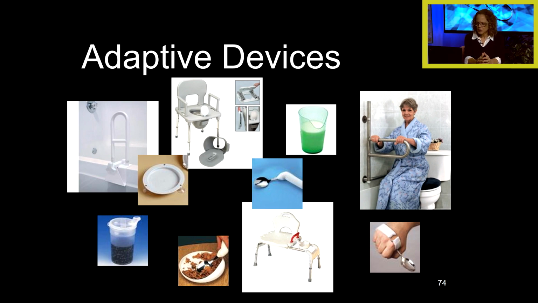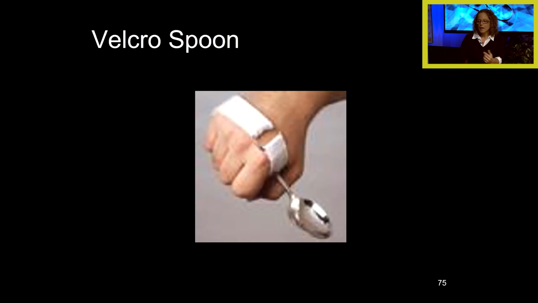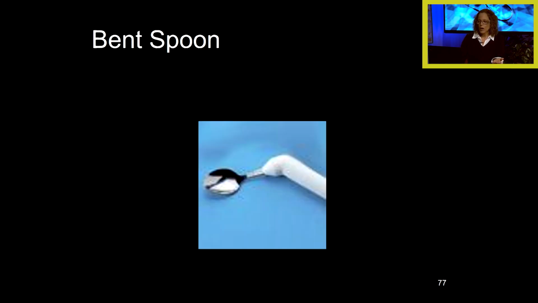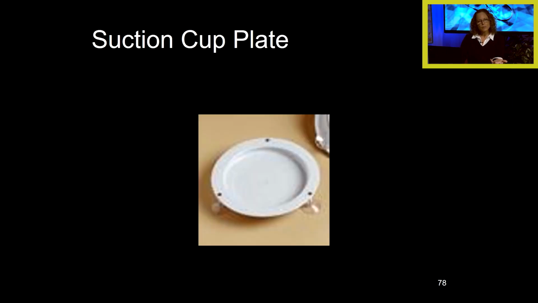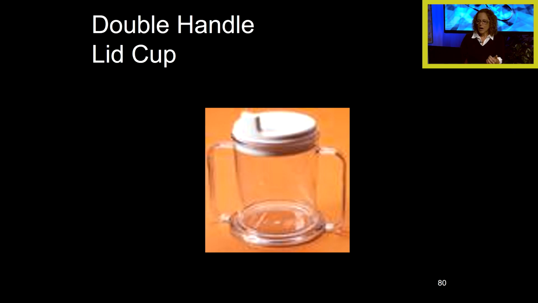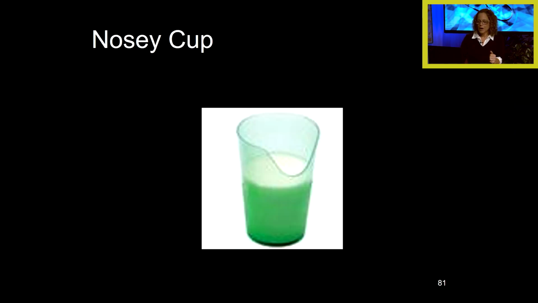Adaptive devices can be used as well. We see a lot of adaptive devices around the long-term care facilities and the rehabilitation facilities. Here we see a Velcro spoon that's used to assist with eating, something called a scoop bowl. We can see a bent spoon here, a suction cup plate that keeps the plate on the table, a lid cup, a double-handed lid cup here. This is called a nosy cup.